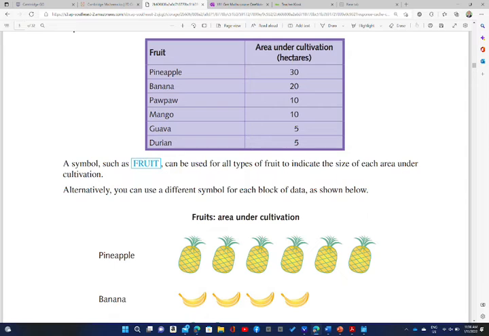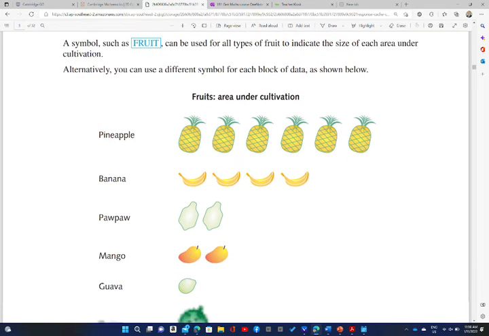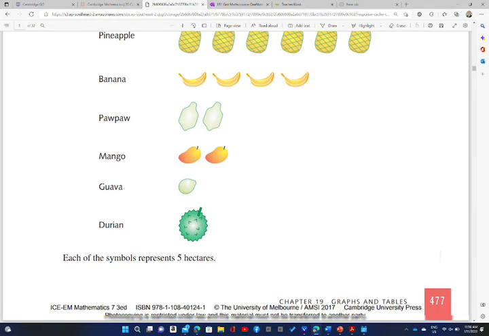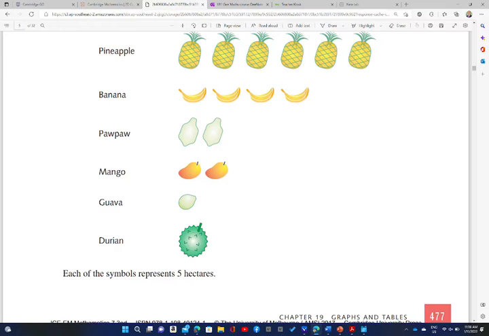It said that one picture is going to represent that smallest number, which in this case is 5. Okay? So when you see the 6 pineapples there, each pineapple represents 5 hectares, right? So that's really 6 times 5, which represents 30 hectares. Now, again, pictograms generally use the actual picture of the object that you're measuring. Make sense? Pretty easy, good. And notice here at the bottom, each of the symbols represents 5 hectares. You must have a key, again, unless each one represents just 1.